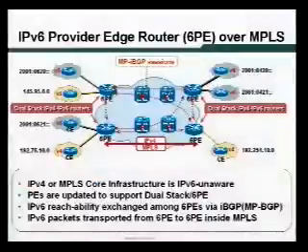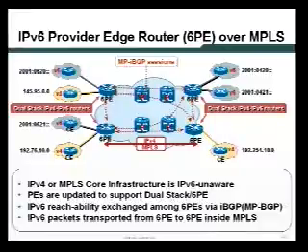6PE is a migration technology, or migration strategy, to hop IPv6 over IPv4. And it's actually a very powerful technology because it allows you to do that with minimal impact on your core. That was the goal of 6PE. And it leverages all the experience and all the knowledge that we gain with running MPLS, VPNs, and so on and so forth.